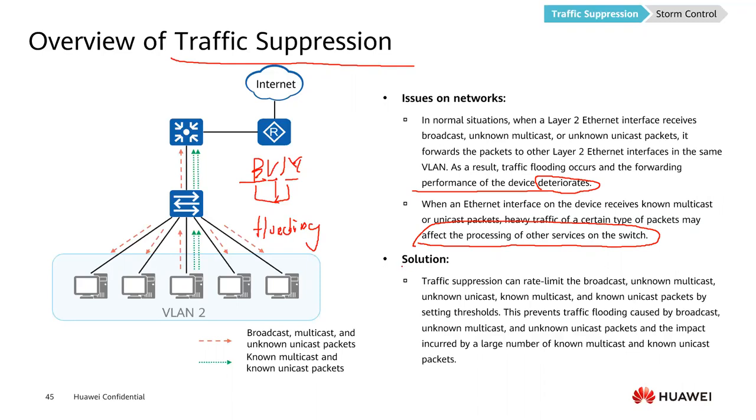So what is the solution? The solution is we can use traffic suppression. We can do rate limiting. We can limit the broadcast and all the BUM traffic by setting a number. In this way, we can prevent traffic flooding caused by BUM traffic.